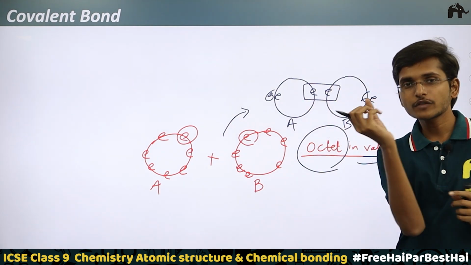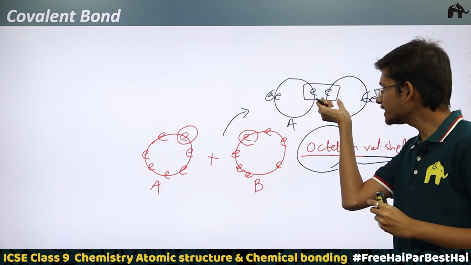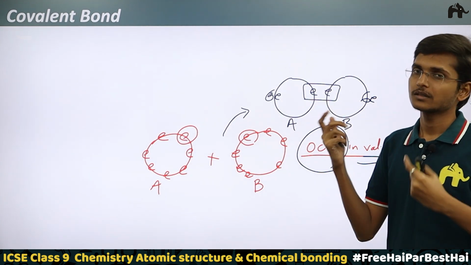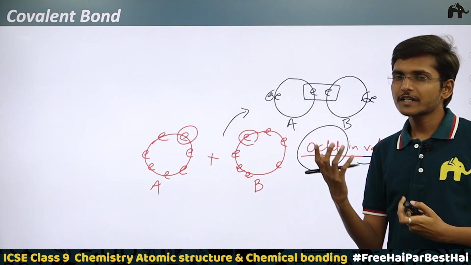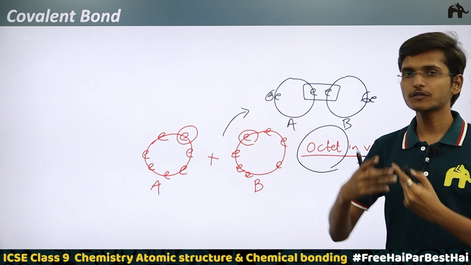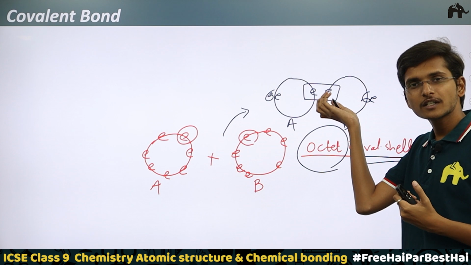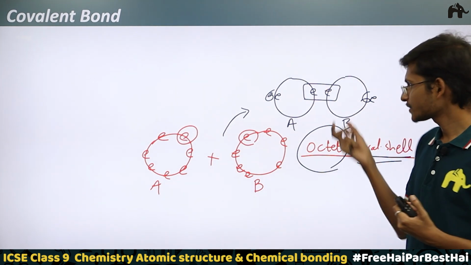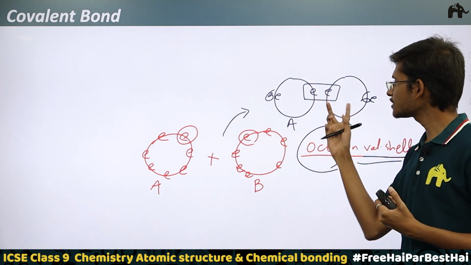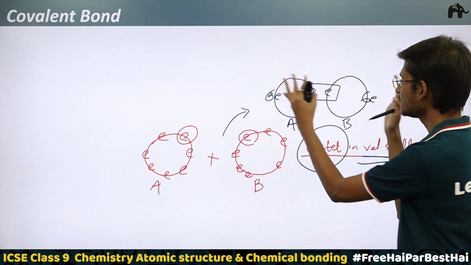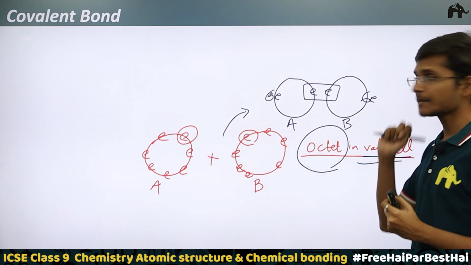And now this force of attraction, which is holding these 2 atoms, we can call it a chemical bond, right, because we know what a chemical bond is. A chemical bond is simply a force of attraction which holds together the constituents in a chemical species. So here also the force of attraction is holding the atoms together in this chemical species AB. So this is a chemical bond.